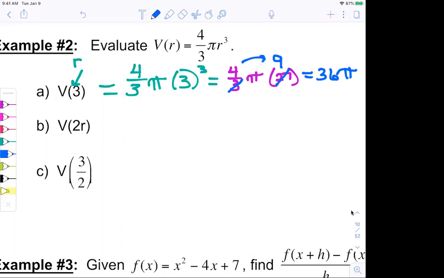All right, my second one says the volume and then in parentheses 2r. Well, whatever is in parentheses has to replace r, all of it. So my equation or relation, my function says 4/3 pi, and then I have 2r, and that's cubed. So again, I have 4/3 pi. Does anybody know what 2r cubed is?